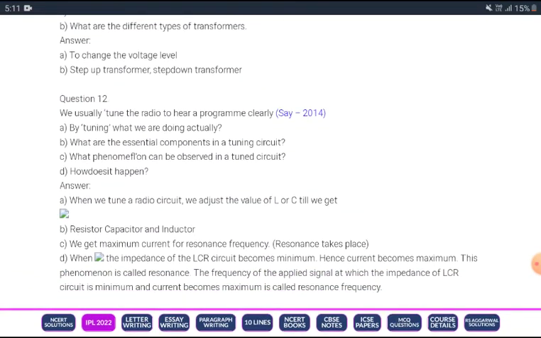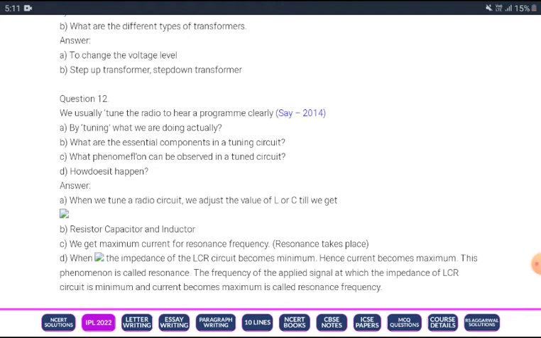We usually tune the radio to hear a program clearly. By tuning, what are we doing actually? When we tune a radio circuit, we adjust the value of L and C till we get resonance.